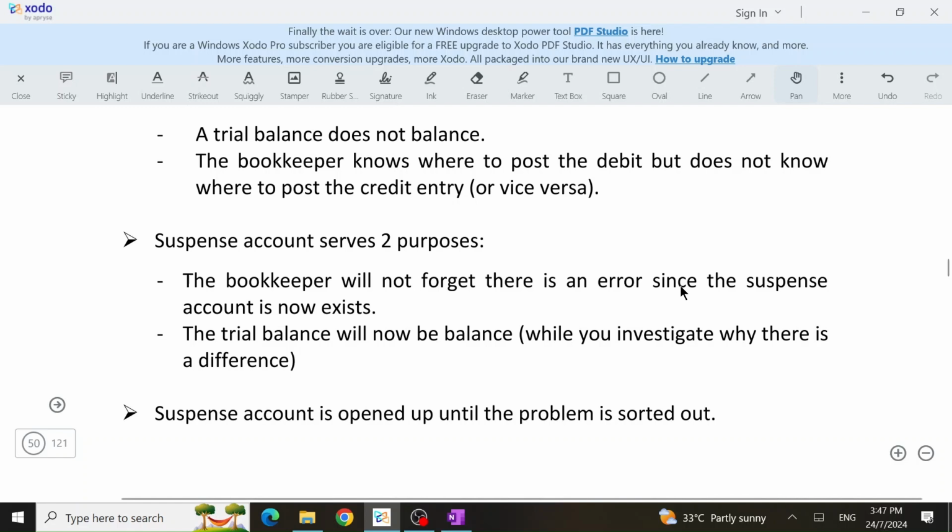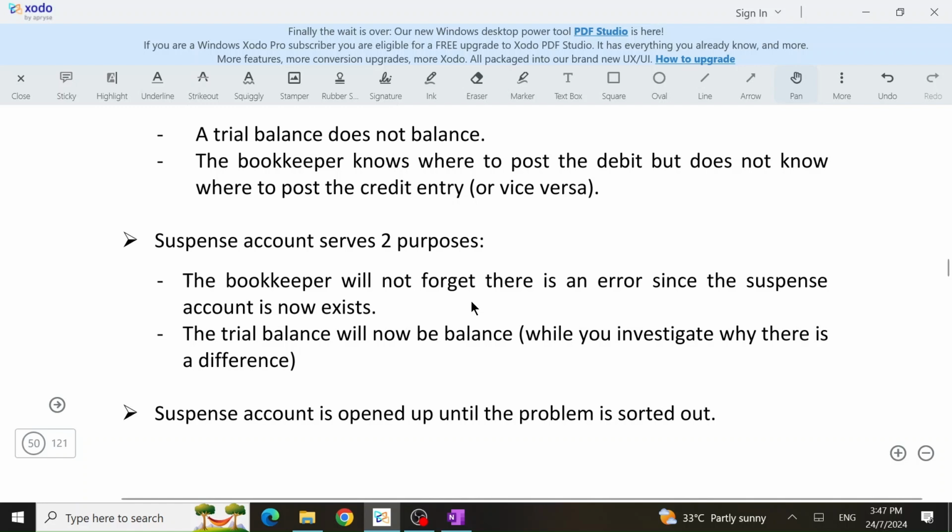First purpose, a reminder that there's an error. Second purpose, to make you happy. To make your trial balance balance. Okay, so people ask, account balance tak? Balance, always balance. Sebab you ada suspense account. Right, but of course, you have to quickly find lah. Okay, what is the difference? So you investigate. While we are investigating, at least your trial balance is balanced lah. Alright, but it's not the real balance. Okay, it's just temporary only.